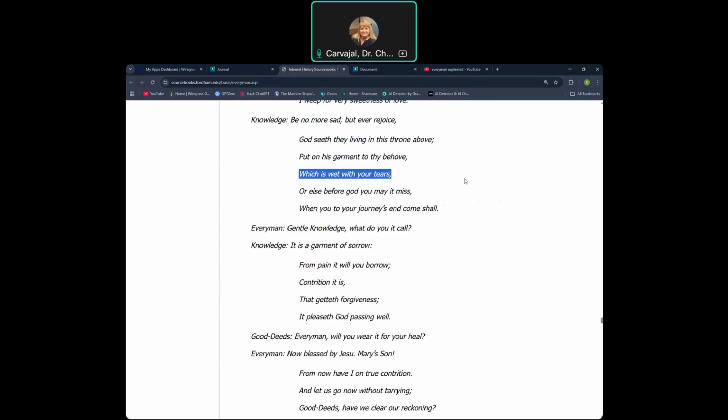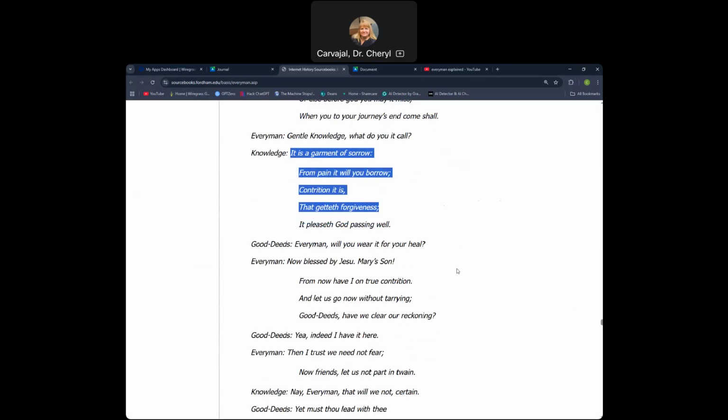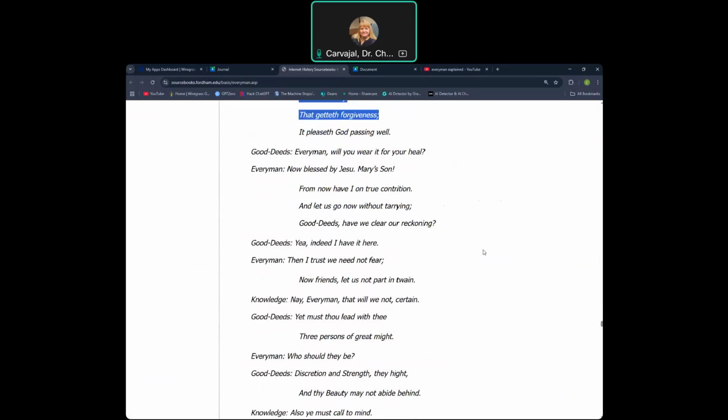The garment's wet with your tears. And it's good to wear that garment. Put on this garment to thy behove, which is wet with your tears, or else before God you may it miss when your journey's end come shall. And he says, what is this? And he goes, it's a garment of sorrow. From pain it will you borrow. Contrition it is that getteth forgiveness. It pleaseth God passing well. And so he's wearing essentially a garment of contrition covered with his tears. And he goes, well, are you going to wear it so you can heal? And he goes, yes, absolutely.